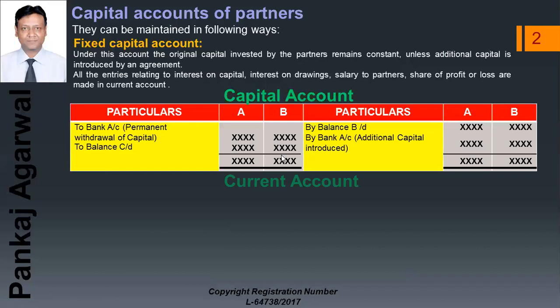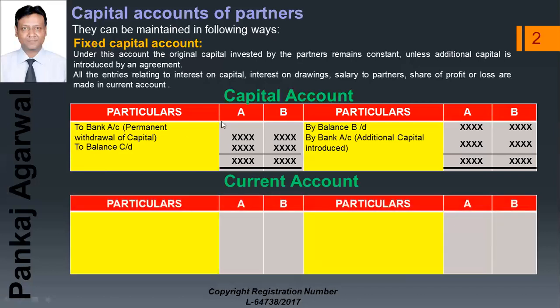Now, this is the format of current account. In current account, we must remember if the opening balances are given, the opening balances may be debit or may be credit. And if the credit balances are there, they will be written on credit side, that is by balance BD. And if the debit balances are given, they will be written on debit side, that is to balance BD.